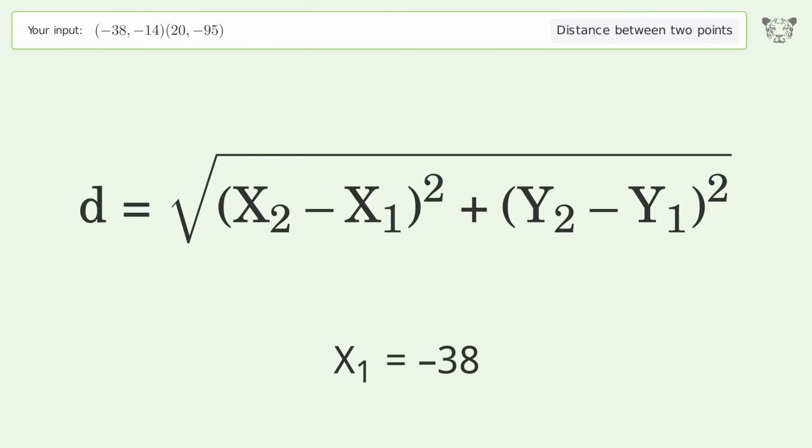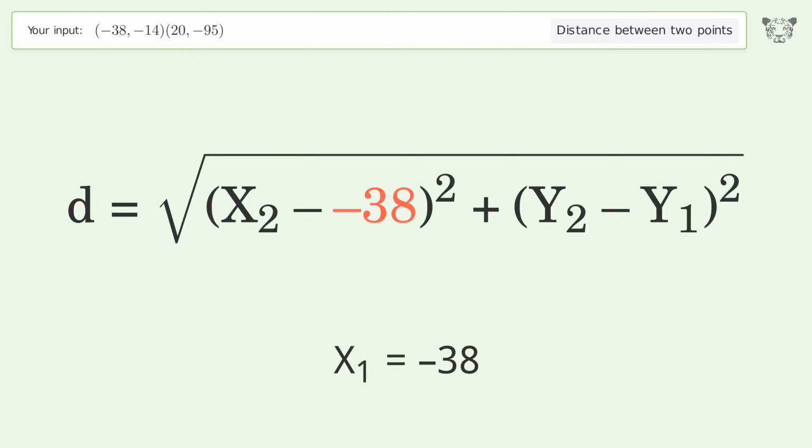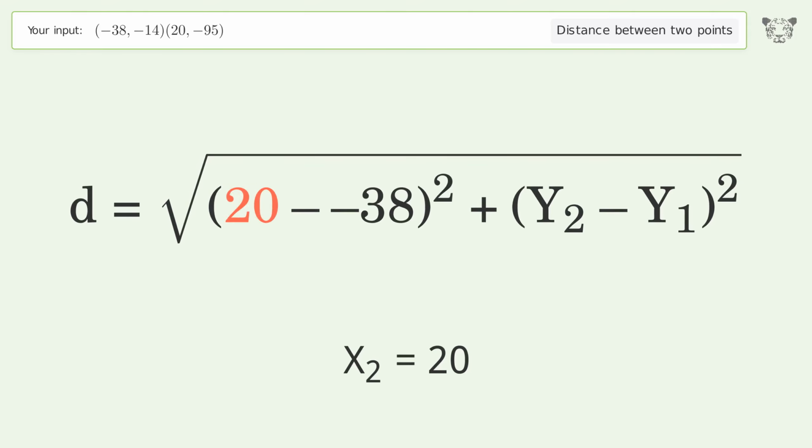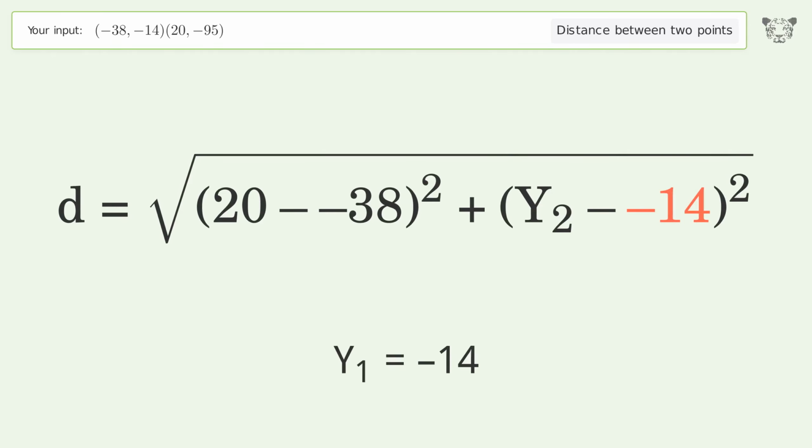x1 equals -38. x2 equals 20. y1 equals -14. y2 equals -95.